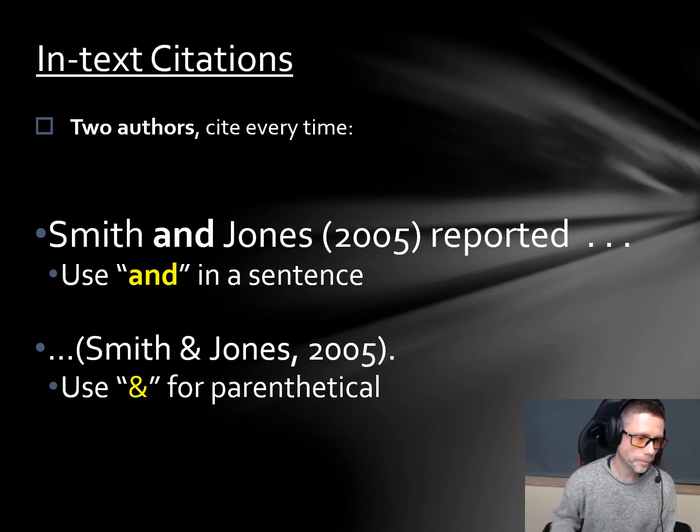So here's one. When you are listing a two-author source, use "and" mid-sentence. If it's a citation at the end of a sentence, you're going to be using the ampersand.